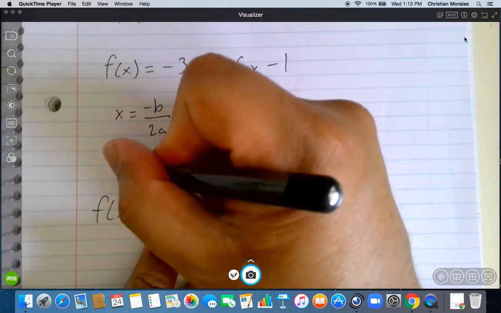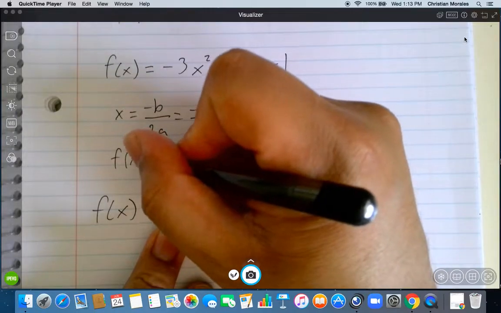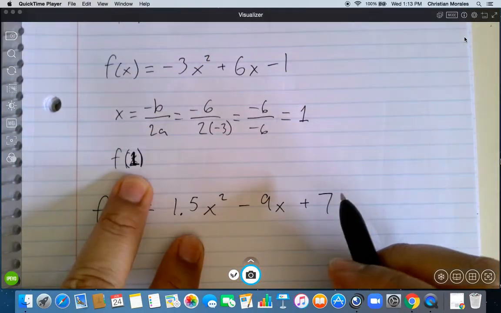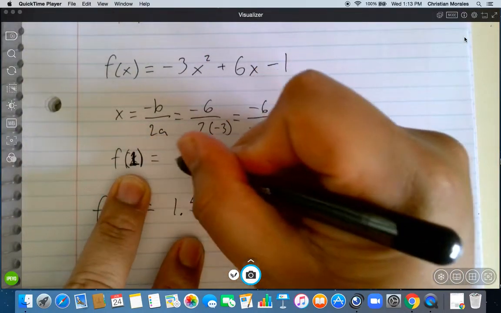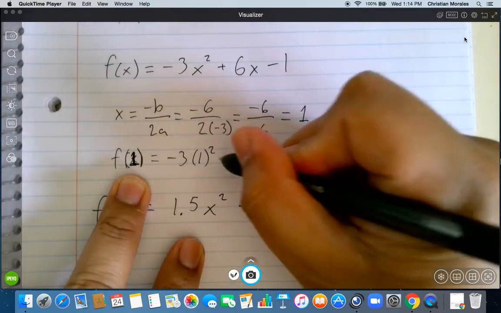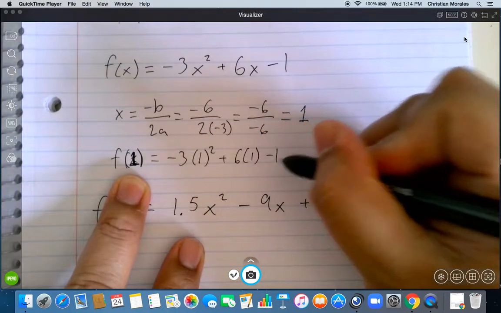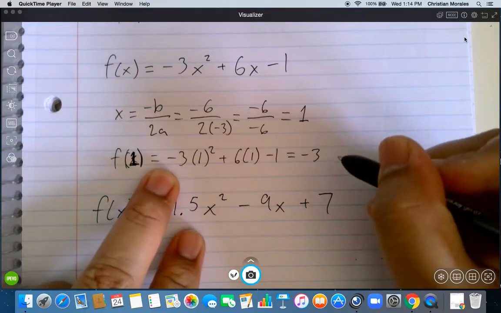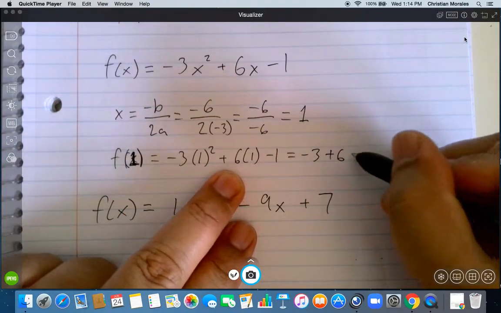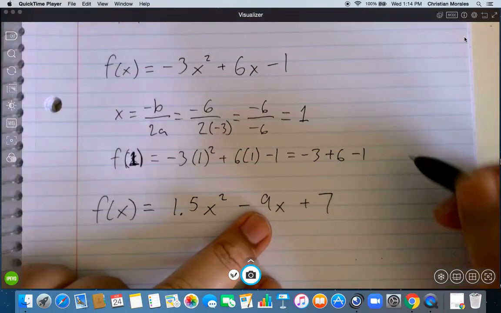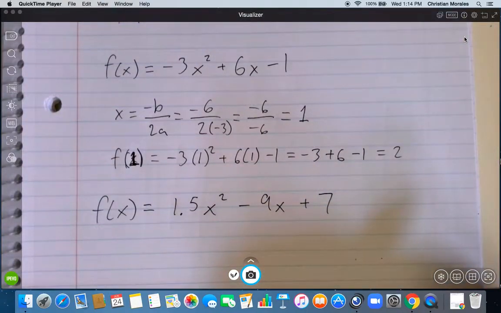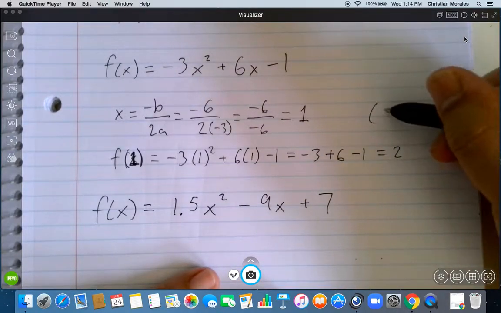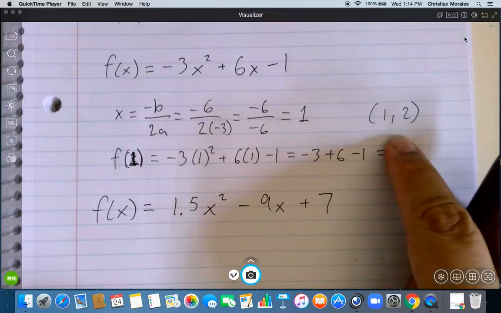Now I'm going to take my function and plug in the number 1 for x. So I'm replacing x with the number 1. All right, so this would be 1 times 1 is 1, so I get negative 3. 6 times 1 is 6, so I get 2. So now my vertex is 1, comma 2. There's my vertex.